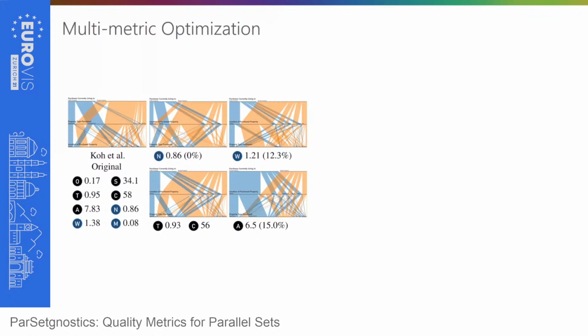First, we analyzed the dimension ordering. The number of ribbons and the ribbon width variance yield the same dimension ordering, while ribbon width variance is reduced by 12%. For the category ordering, we fix the dimension ordering accordingly.